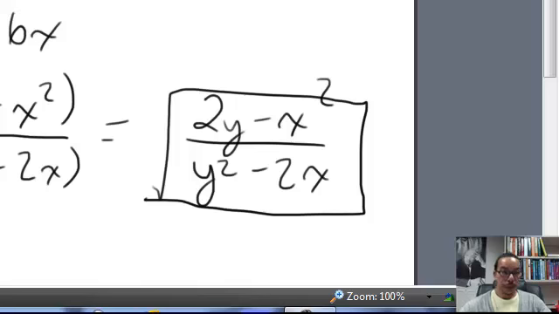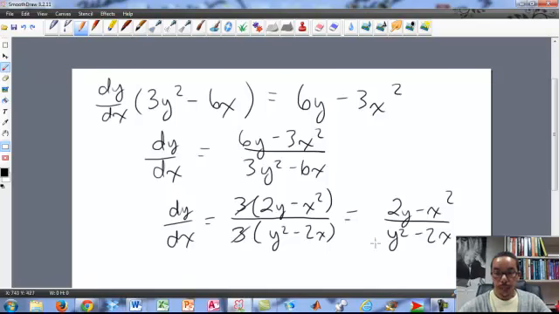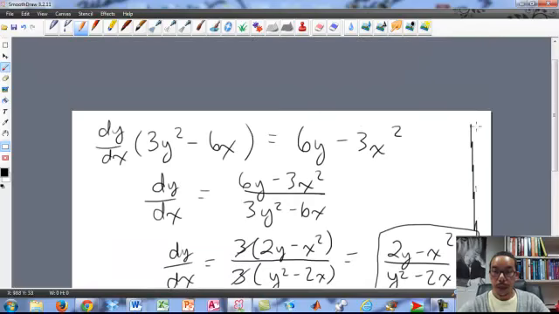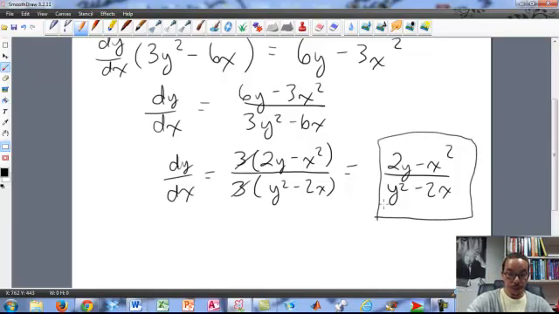Let me clean that up a little, and box in our answer better than that. So we have our final answer. 2y minus x squared over y squared minus 2x is the derivative of our Folium of Descartes equation of x cubed plus y cubed equals 6xy.